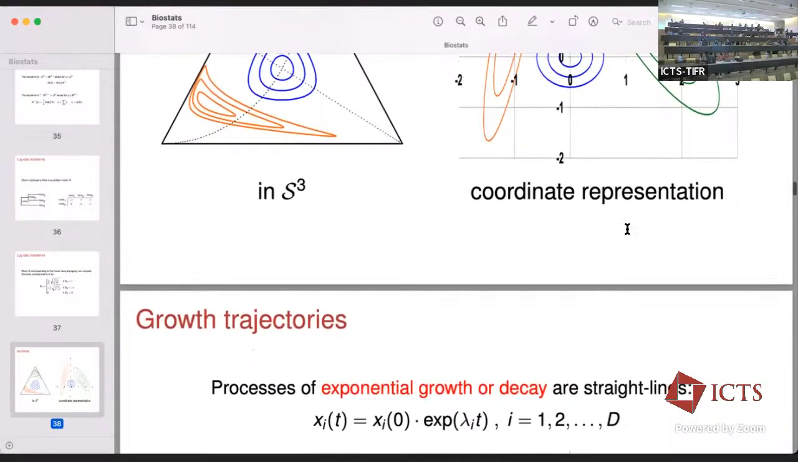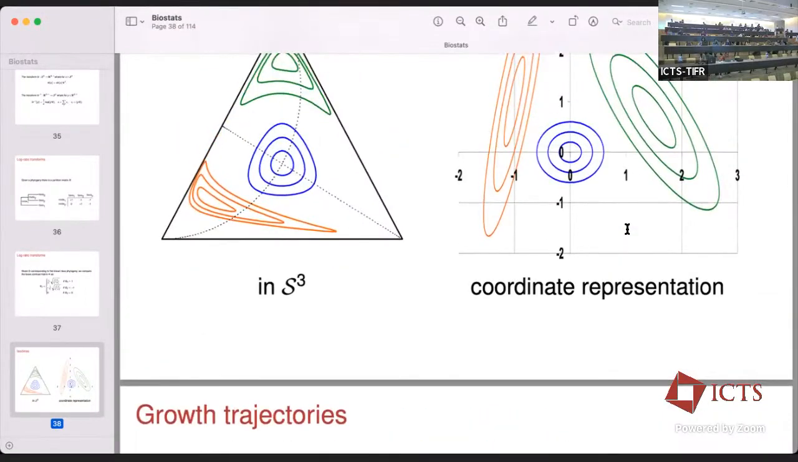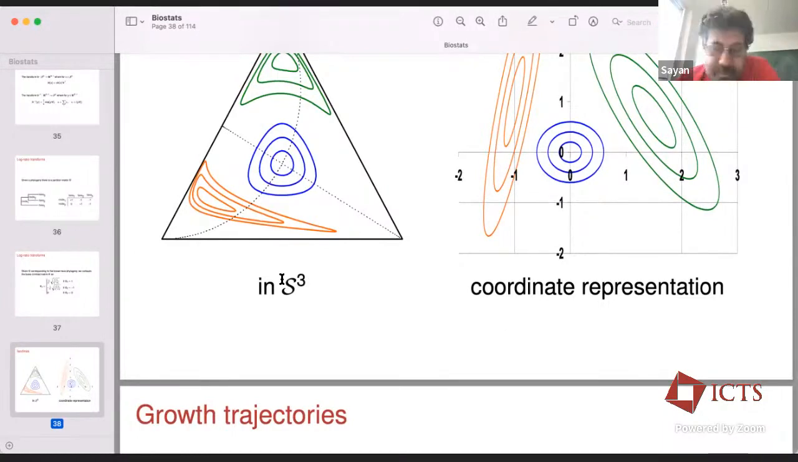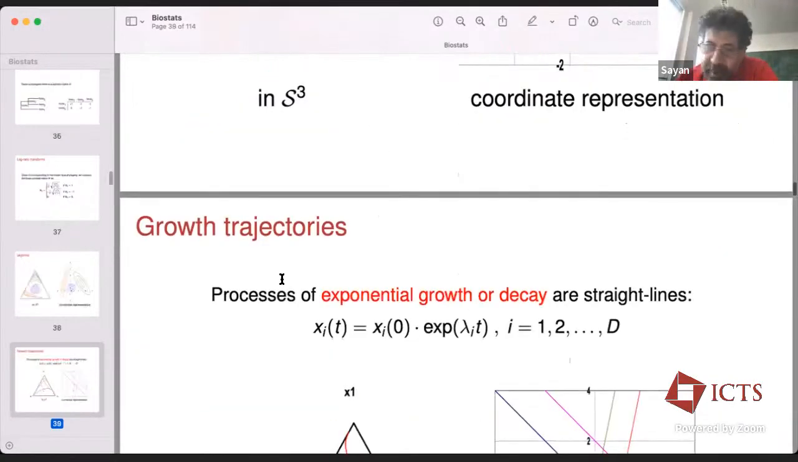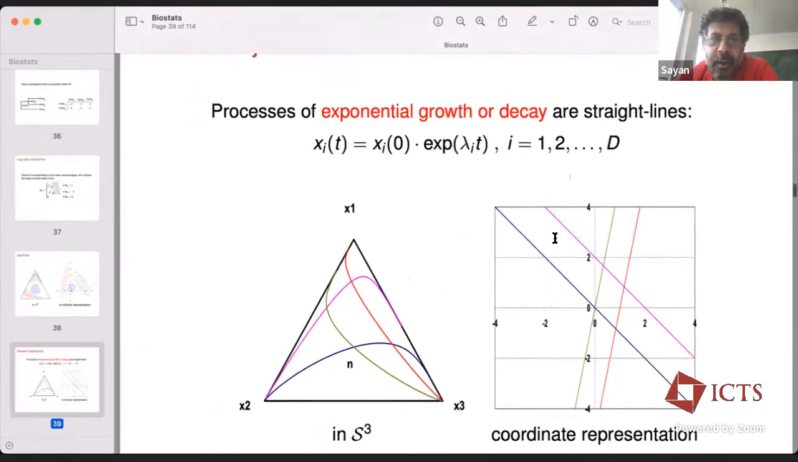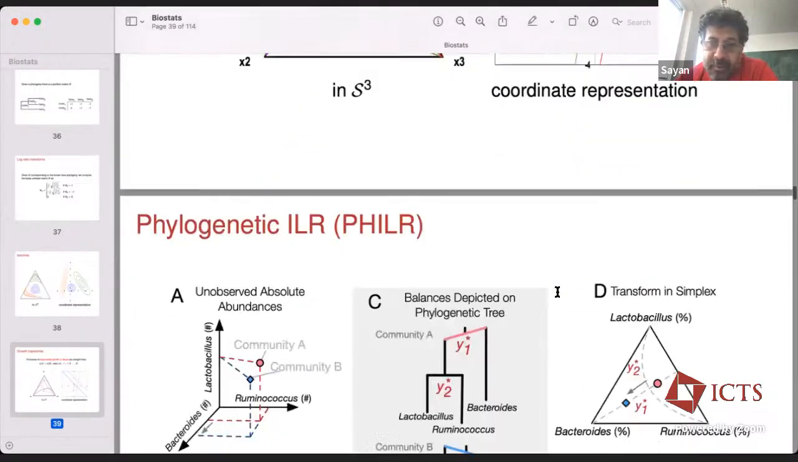I have a very basic question: is it a simplex because of resource shortage? One species can only grow at the expense of the other. That's exactly right. And the sparseness is the sampling, not the population itself. That's exactly right. And again, this is showing you exponential growth and decay in that space.